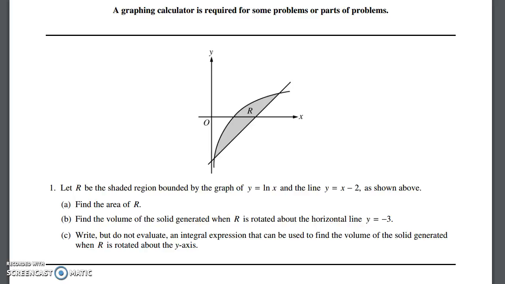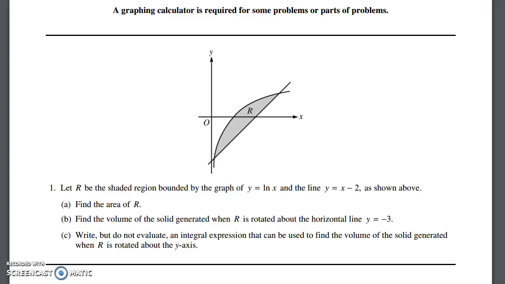I'm Andy Zhu from Mr. Happ's Period 2 class, and today I'll be explaining how to do 2006 FRQ number 1 on the AP Calculus AP exam. Now here's the given problem statement. Let R be the shaded region bound by the graph of y equals ln x and the line y equals x minus 2 as shown here. Now part A is asking us to find the area of region R.